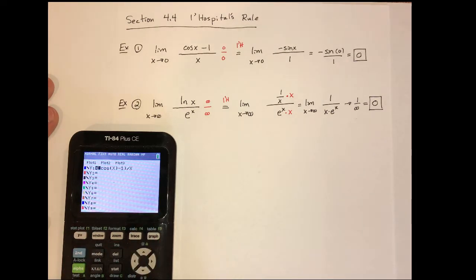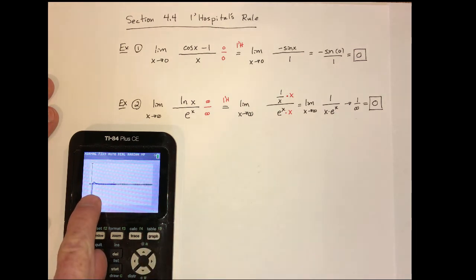So it is the natural log of x. Let me clear out this other stuff. And that gets divided by e to the x. And then this time we need the window to go out close to when x becomes infinity. So how about 50? That's pretty close to infinity.